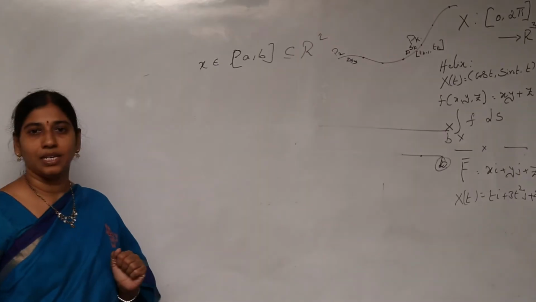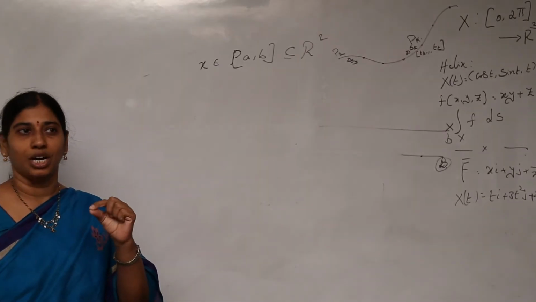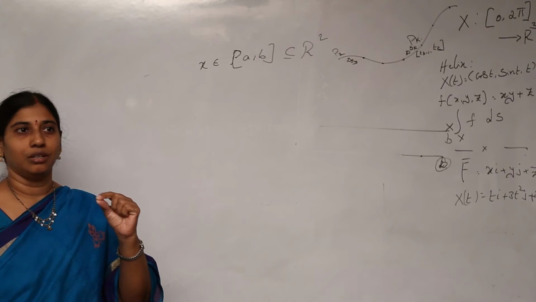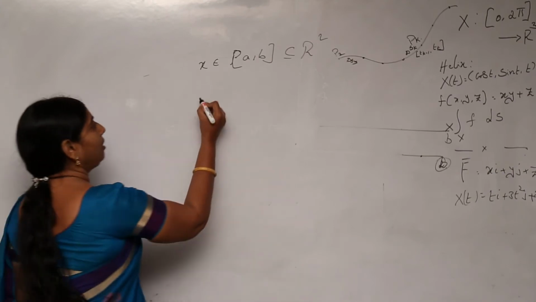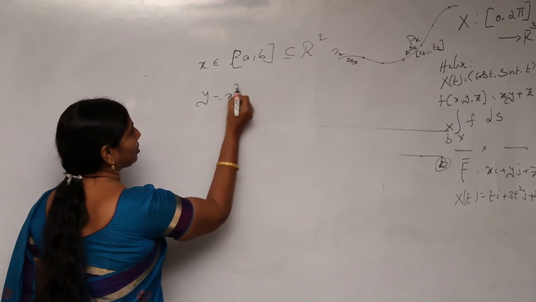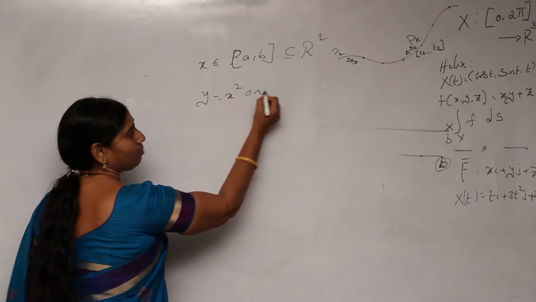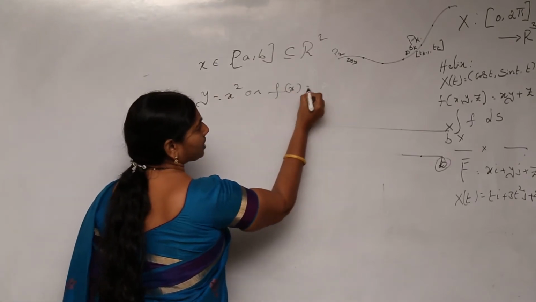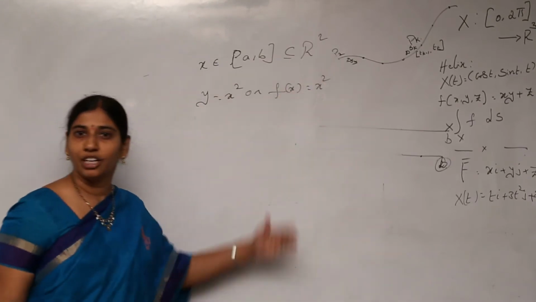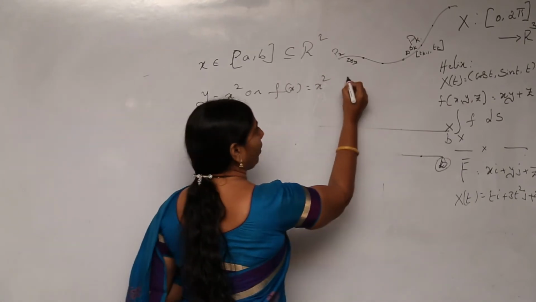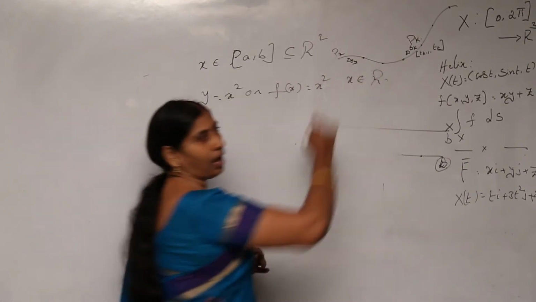Let us see an example. Suppose we consider a scalar function of a single variable, then y is equal to x squared, or the same thing can also be written as f of x is equal to x squared, a function of a single variable where x belongs to R.